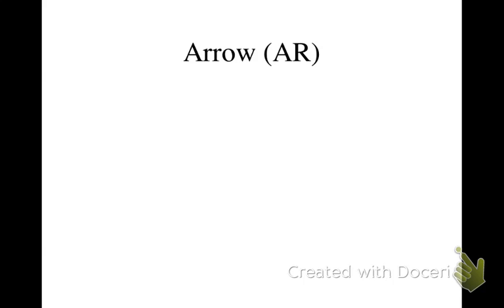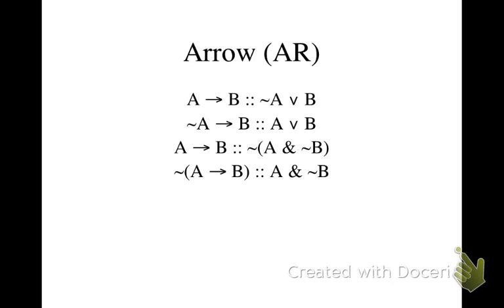This video will explain all the different versions of the arrow rule. So the arrow rule involves different ways of taking either conditionals or a negated conditional and turning them into some other kind of formula.